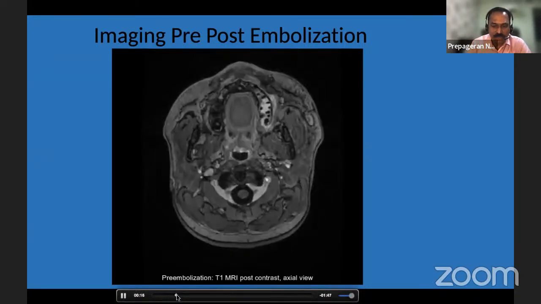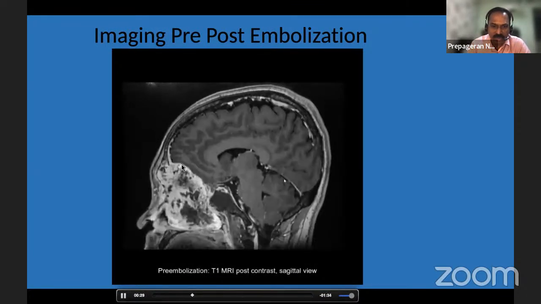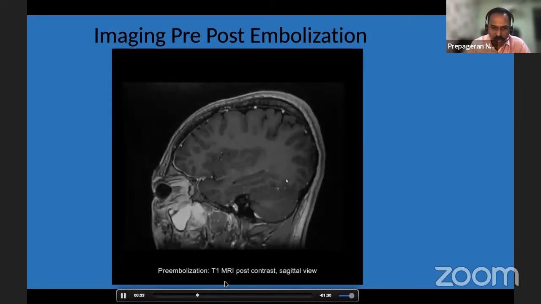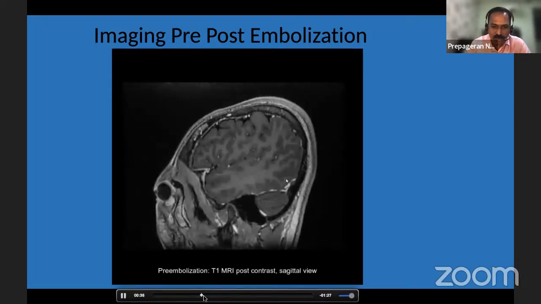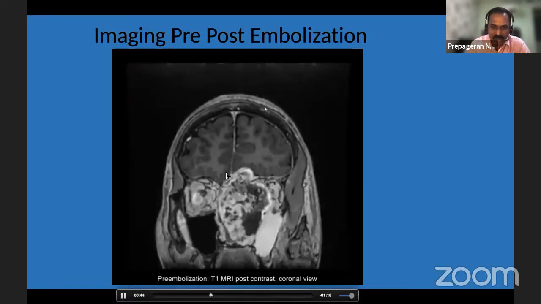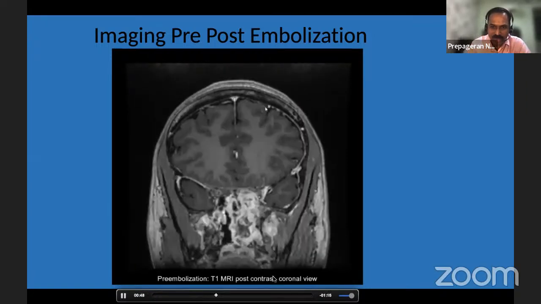There's a pre-embolization view. And now let's look at the coronal view. You can see how the dura is dehiscent, frontal sinus is involved. It's a huge, huge tumor. He was embolized 3 to 4 times before they invited me to operate. Again, you can see how large the tumor is. The dura is dehiscent. The orbit is compressed on the left side completely, filling up the entire nasal cavity.